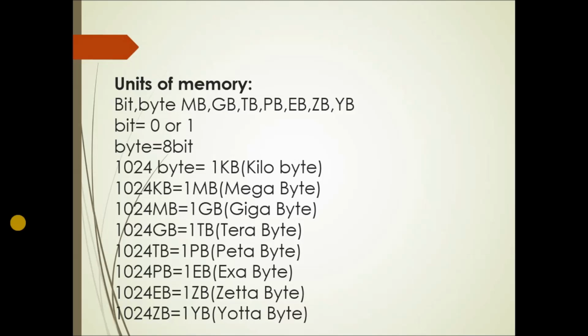Like that, 1024 bytes is equal to 1 kilobyte, which you already know. And 1024 KB is equal to 1 MB, megabyte. 1024 MB is equal to 1 GB. 1024 GB is equal to 1 TB. Like that, this format is there. So you can see from here.